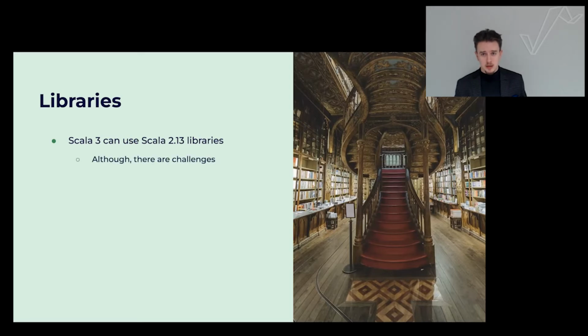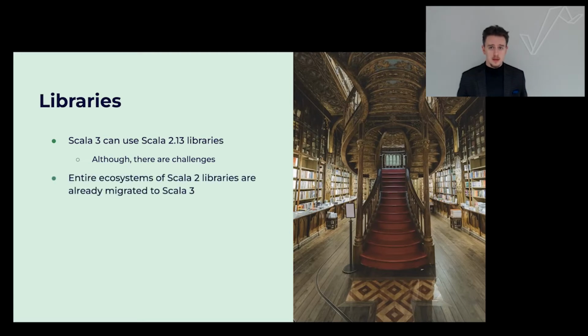But there are some challenges. For example, if the library has an API that contains macros, it will not really work well, and the compiler will warn you about it. But this is not really important, because most of the time you won't even need that, because the vast majority of the Scala 2 ecosystem is already migrated to Scala 3.